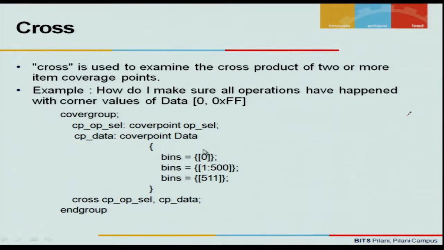So basically, let's say my operation select is 0, so I should be able to cover 0 with all 3 types of data. Then operation select is 1, I should be able to cover 1 with all three types of data. So all those scenarios should be covered. Those things we'll put under the cross, whatever is our requirement we put it here.